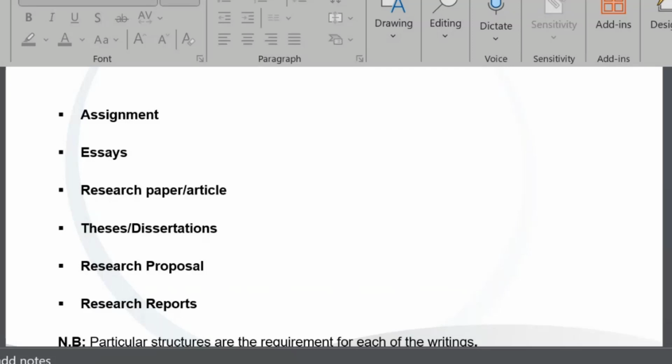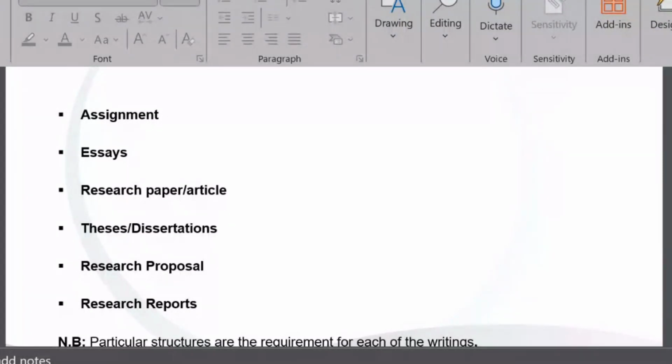Here, I'm just trying to give you the different types of academic writing, all right? There are lots of them. I'm not going to explain each one of them. You have your assignment. I think most of you are familiar with your assignment. Basically, in all of these types of academic writing, your assignment, essay, research paper, thesis, dissertation, research proposal, research report, there are many. The essence is that each one of them has its own particular structure, all right? So you need to write according to your structure.